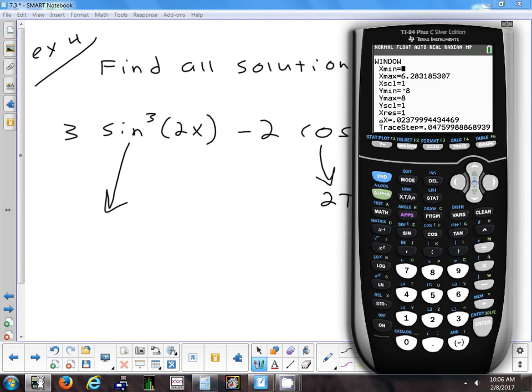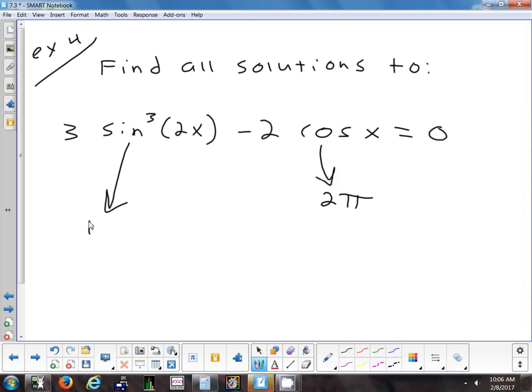I can probably tell by looking at it, but I can zoom in a little more, and you'll probably see even better detail. How many times is that repeating? Twice. It's repeating twice over an interval of 0 to 2 pi. So what's the period of sine cubed 2x? Pi.